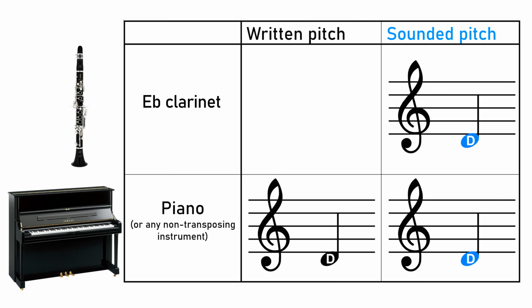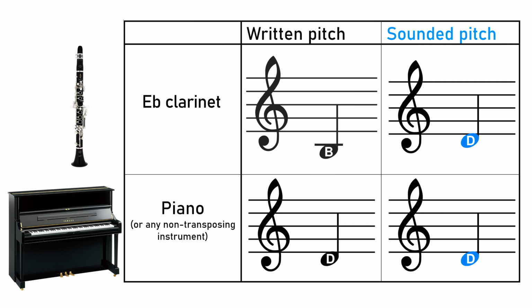So, for example, if we wanted to write a piece of music that was in the key of D major, we'd actually have to write the E-flat clarinet parts in the key of B major, 3 semitones lower than the actual intended key, because that instrument sounds 3 semitones too high. And this effectively cancels out the difference in their key and means that everything is actually sounding together in that unified key of D major.